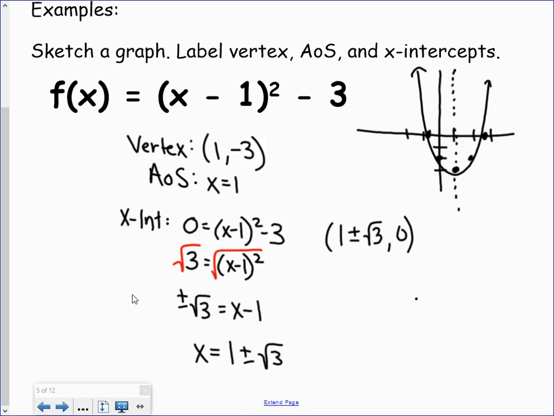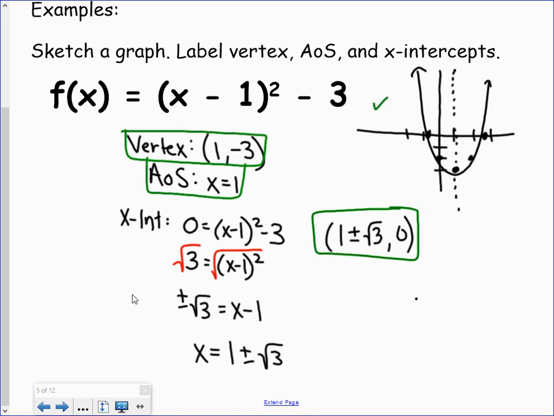Tomorrow when I go over the homework, I want you to be able to check those things. I want you to be able to say, I have the right vertex. I have the right axis of symmetry. I have the right x-intercepts. And my graph looks like it's in the right spot.